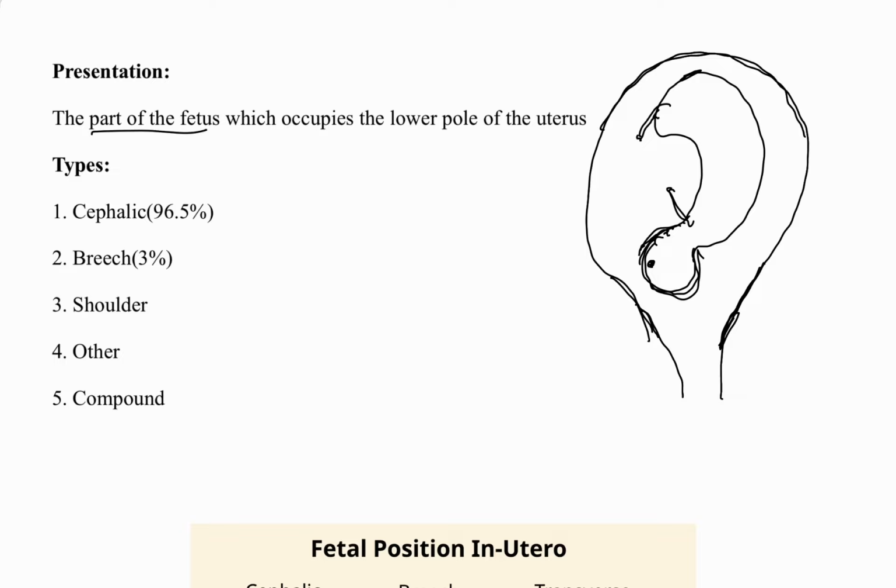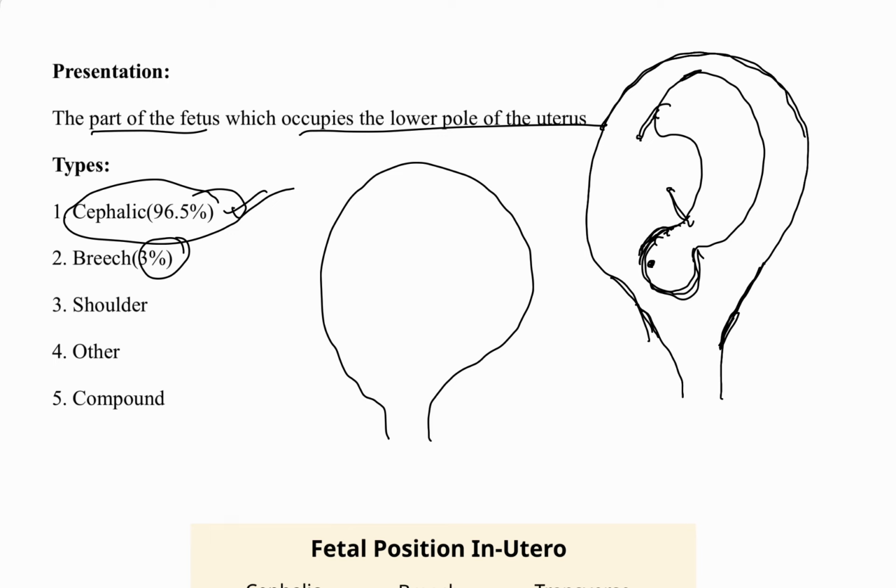So the part of the fetus that occupies the lower pole of the uterus is actually known as presentation, and in most of the cases the head end of the fetus occupies the lower pole of the uterus, which is known as cephalic presentation, which is seen in 96.5% cases. But in 3% cases the case can be completely opposite, where the head can remain at the upper pole of the uterus and the breech end or the buttock can occupy the lower pole of the uterus, which is known as the breech presentation, which is seen in 3% cases.